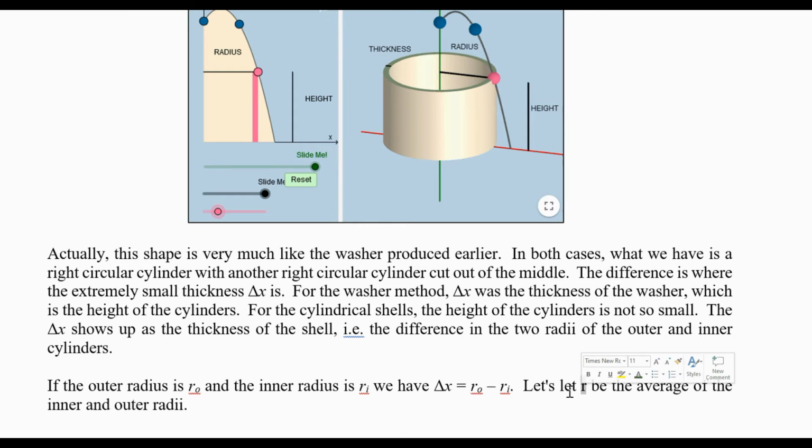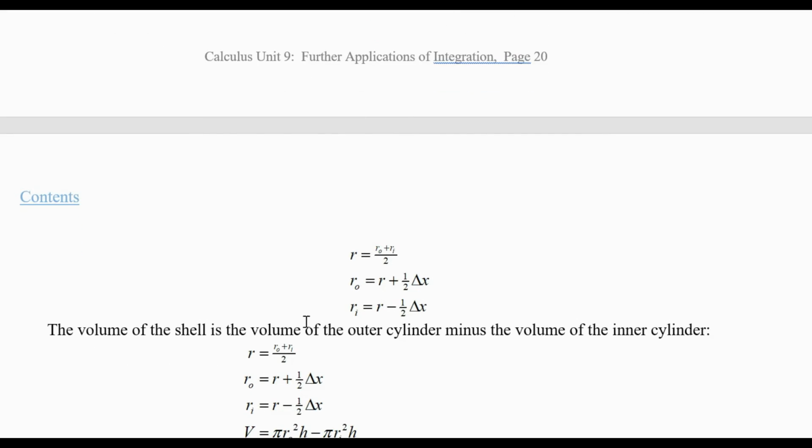Now I'm going to let just the variable r be the average of those two inner and outer radii. So here's what we get. r is r sub O plus r sub I divided by 2. Or another way to think of it is we let r be the radius to the center of the shell, halfway between those two outer parts of the shells. So it's right in the middle of it. And so the outer radius is r plus a half of delta x, and the inner radius is r minus a half of delta x.